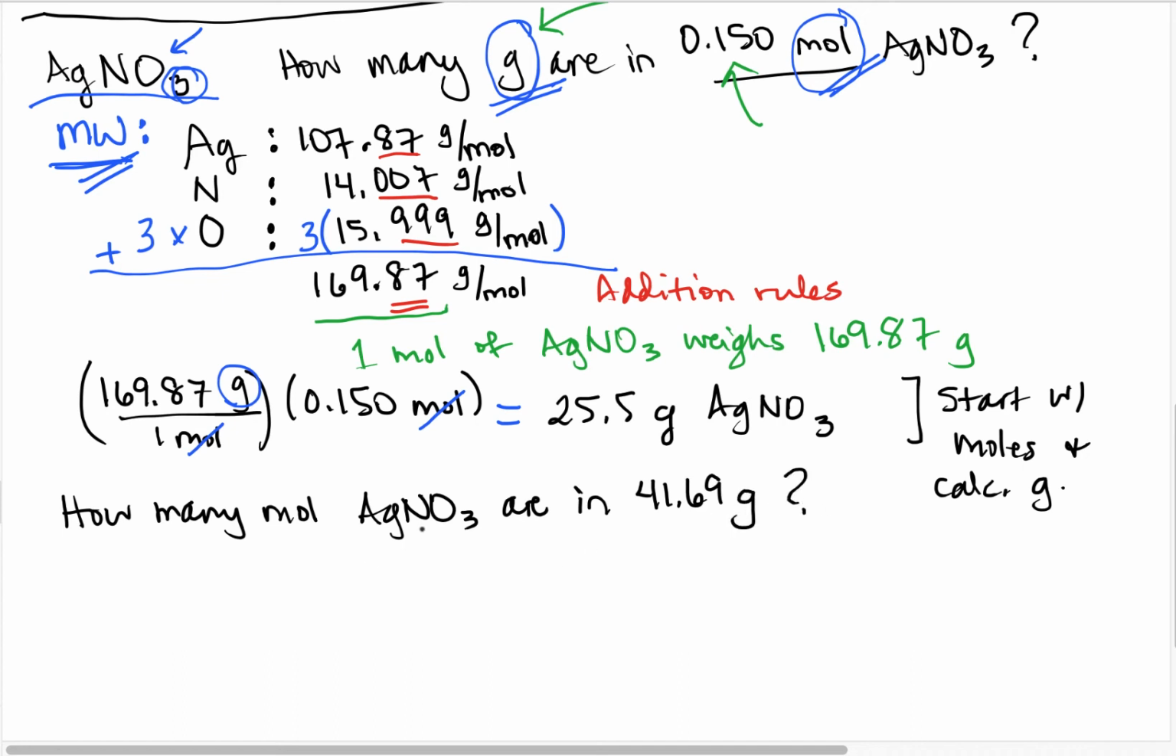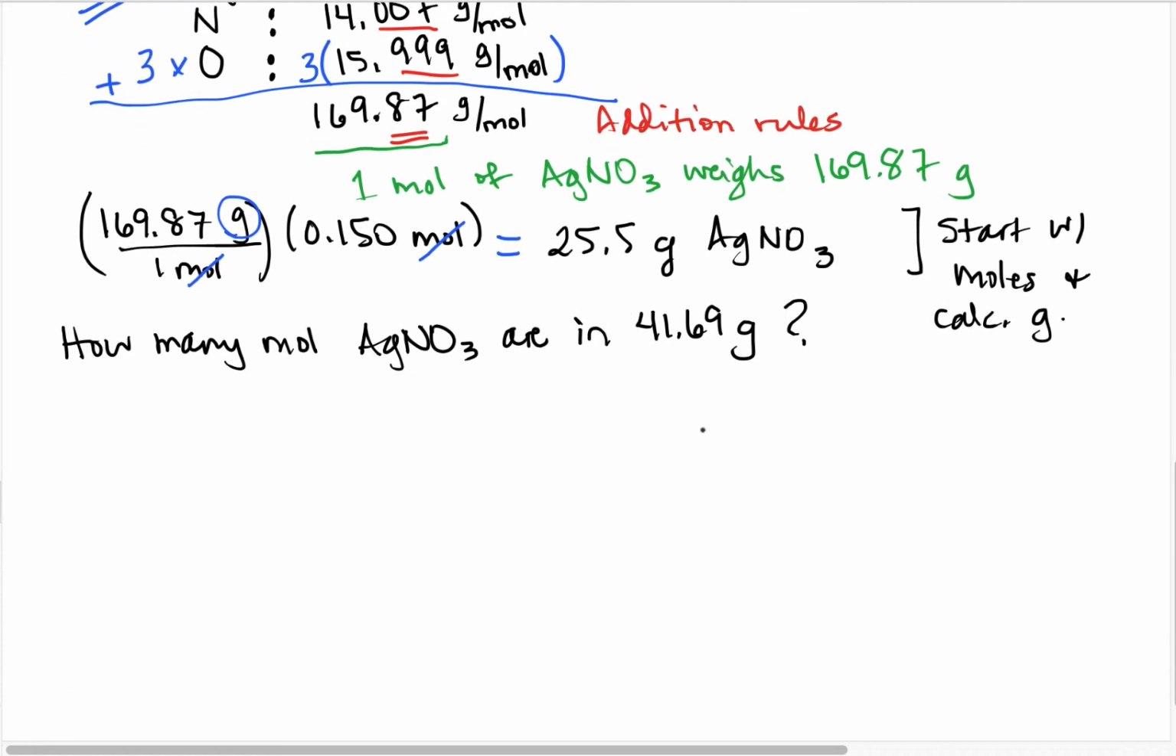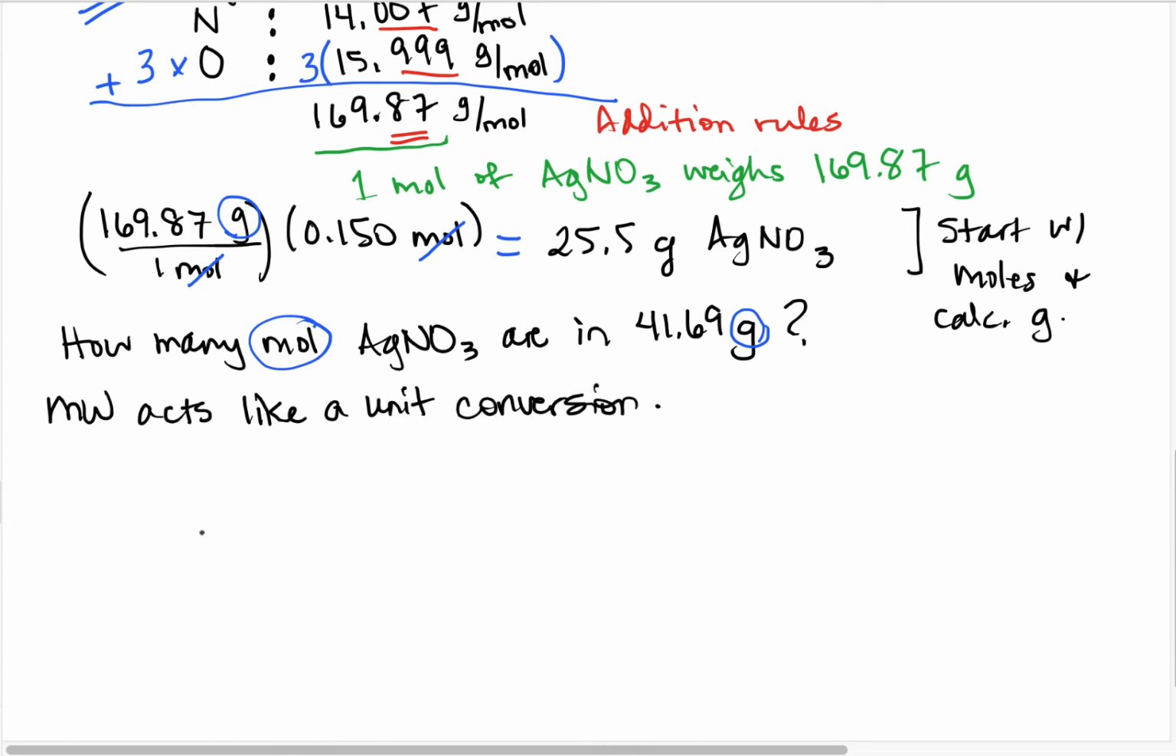In this case, we're going to do exactly the same thing, only we're going to pay attention to where the units are so that the gram unit cancels out and the mole unit is what's left over. So the molecular weight acts like a unit conversion. I mean, it is a unit conversion. So we will have 41.69 grams.